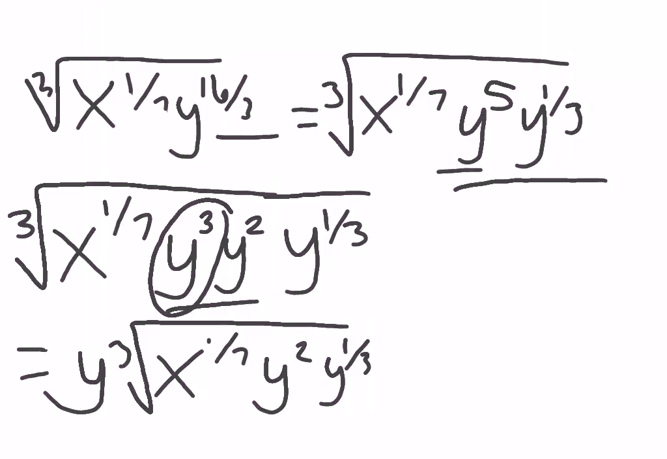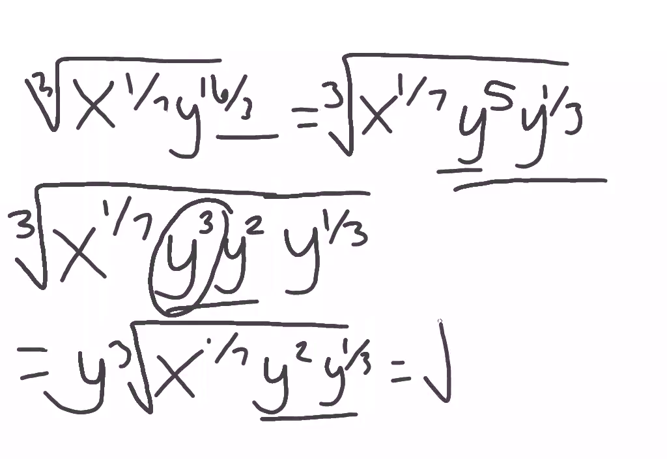Okay, this is still looking a little funny. Let's see what we can do here. Y to the second times y to the 1/3. How can I write y to the second in terms of thirds? Well, I can write y to the second as y to the 6/3. I want to try to combine these guys to see if I can do anything with it.